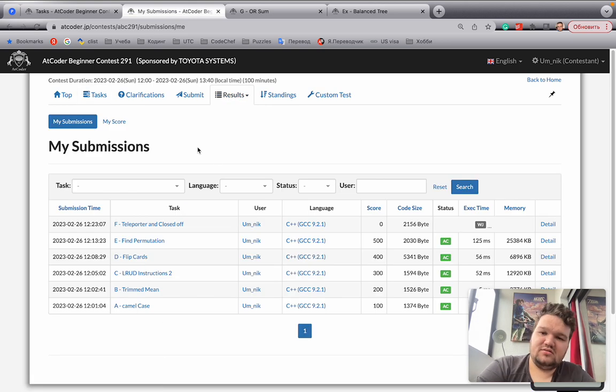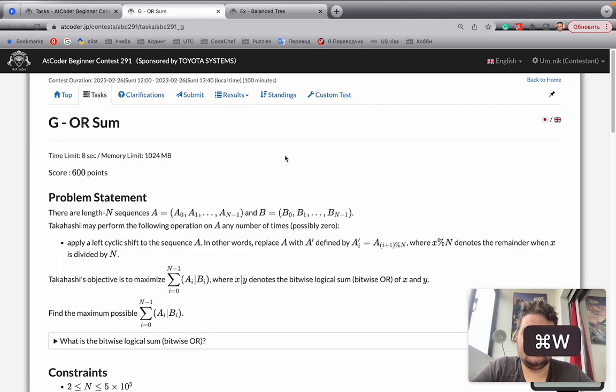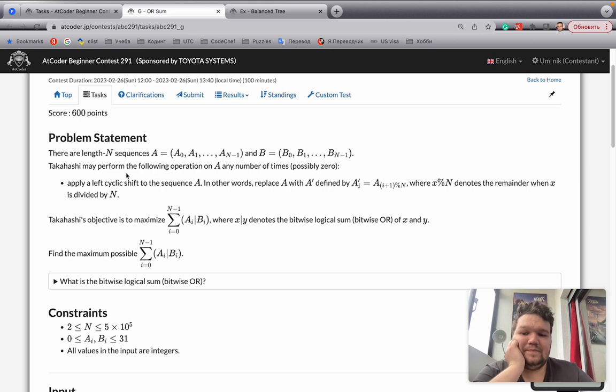Alright, and problems G and H are usually not that easy. Problem H is usually about some standard technique which is not easy at all. But first let's look at problem G. 8-second time limit. So we have two arrays. Well, elements are of length 5 bits, I guess.